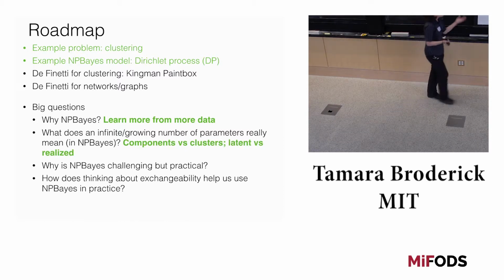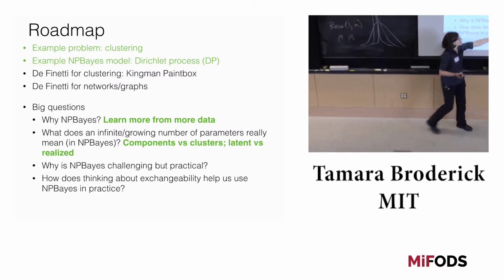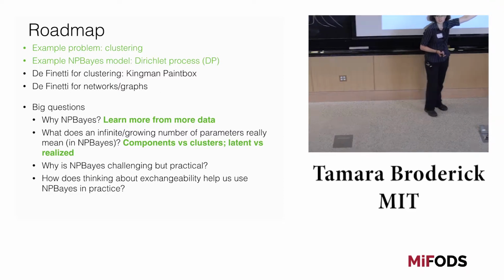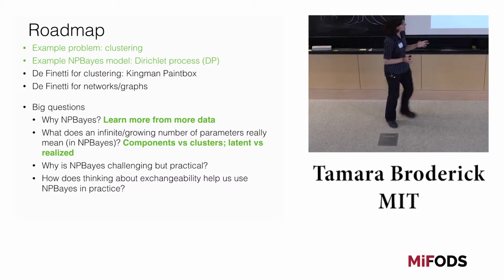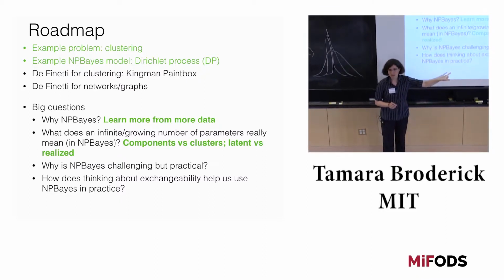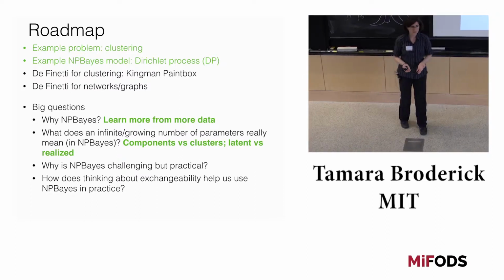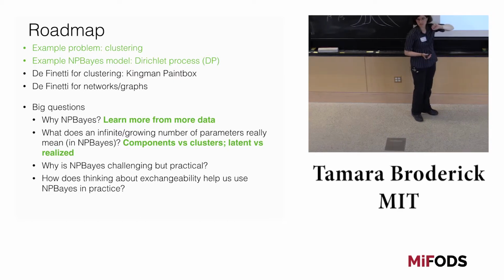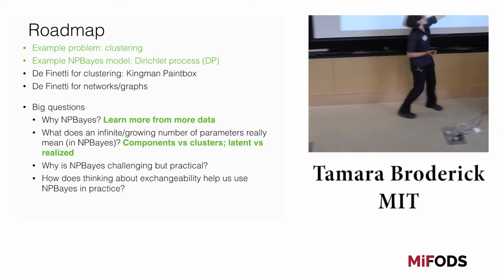Why? What does it mean to have an infinite parameter and a growing number of parameters at the same time? The infinity is the number of components. The growing part is the number of clusters. More generally, because clustering is just a particular type of nonparametric Bayes, the infinity is the latent part. We never have to actually instantiate the infinity. The growing part is the realized part. And if you're familiar with Gaussian processes, you can also think of them in this scenario. You can say, hey, this is a finite dimensional Gaussian. This is an infinite dimensional Gaussian.